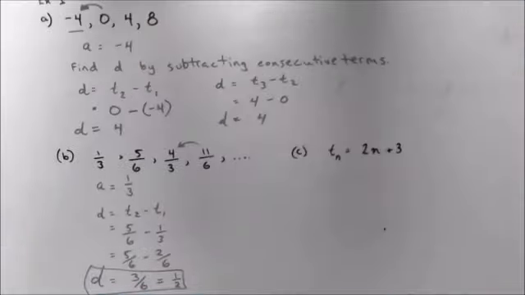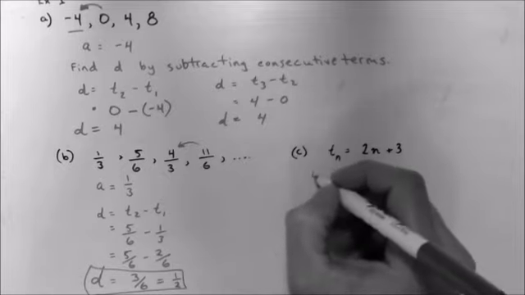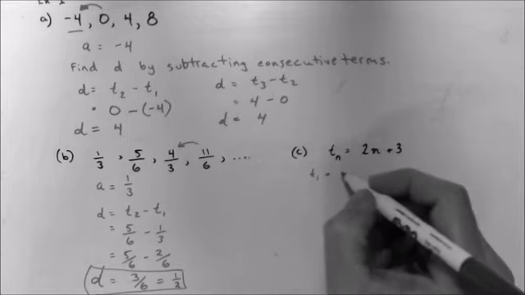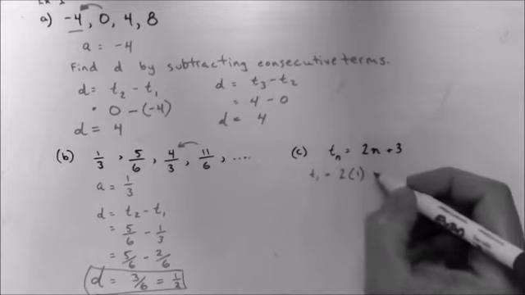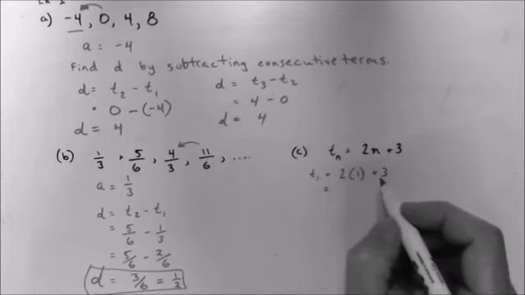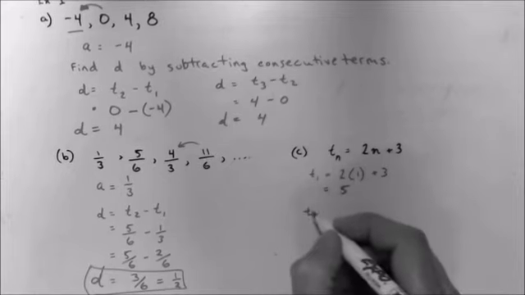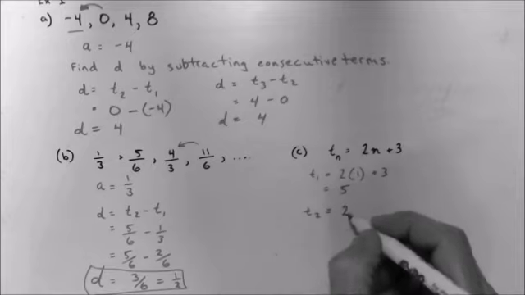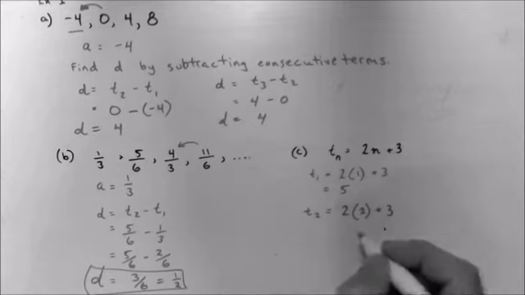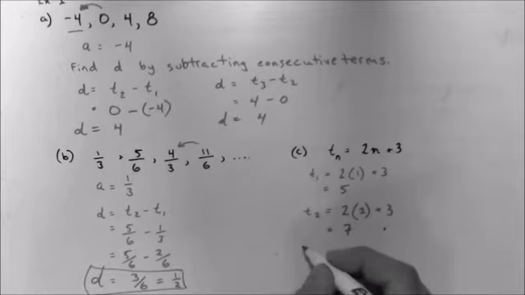In C, we're not given the terms of the sequence, we're given the explicit formula for any term in the sequence. So what we're going to do is use that explicit formula to find the value of the first term. So wherever I see an n, I sub in 1. So I get 2 times 1 is 2, plus 3 is 5. Then we're going to find the second term. Sub in 2 wherever we see n. We get 4 plus 3 is 7.